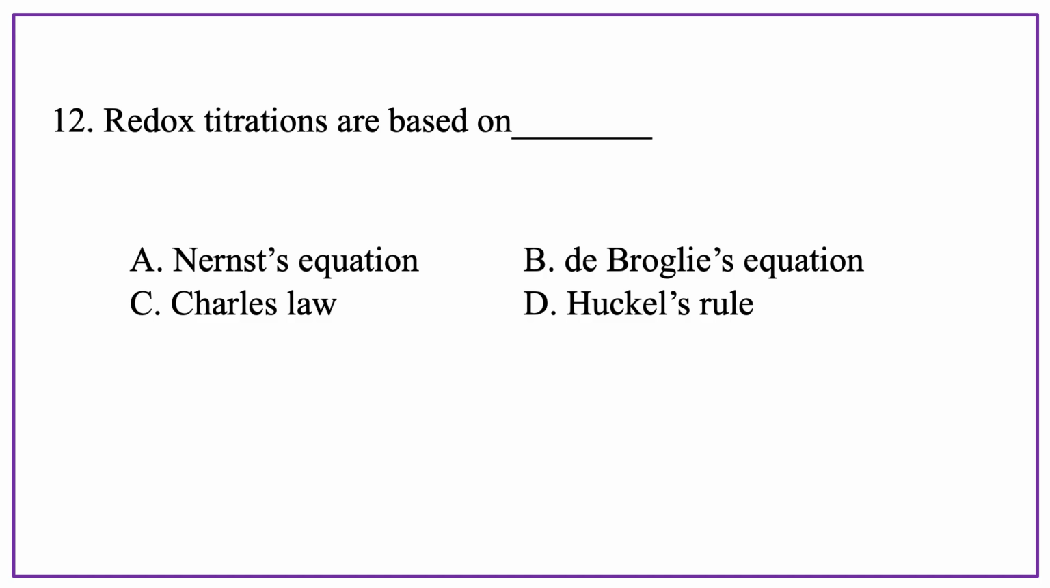Next question. Redox titrations are based on the Nernst equation, de Broglie's equation, Charles' law, or Huckel's rule. We measure the potential for the oxidized form and the reduced form, and as such the redox reaction undergoes oxidation and reduction half reactions, which are based on the potential value that we can calculate using the Nernst equation. So the correct option is the Nernst equation, on which redox titrations are based.